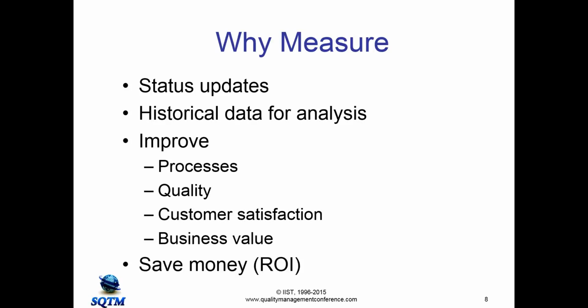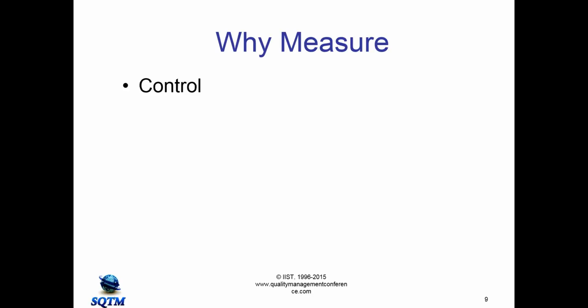And it's to save money. And that goes along with the business value, is we need to show a return on the investment we're making in testing. So the first thing you've got to do is get a baseline for what you're doing now so that you can show an ROI on testing. Another reason we measure is control. We've got to keep the process in control, and our test process has got to be controlled.